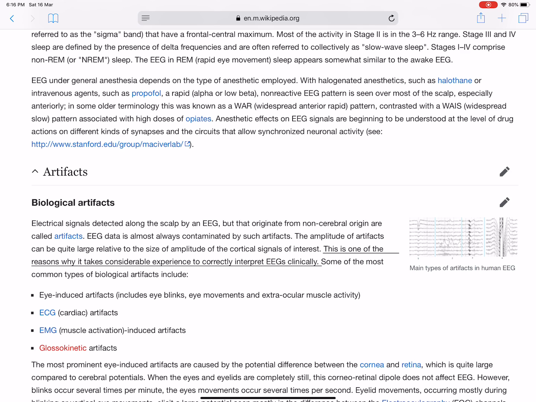Some of the most common types of biological artifacts include eye-induced artifacts, includes eye blinks, eye movements and extraocular muscle activity, cardiac artifacts (ECG), muscle activation induced artifacts (EMG), glossokinetic artifacts. The most prominent eye-induced artifacts are caused by the potential difference between the cornea and retina, which is quite large compared to cerebral potentials. When the eyes and eyelids are completely still, this cornea-retinal dipole does not affect EEG.